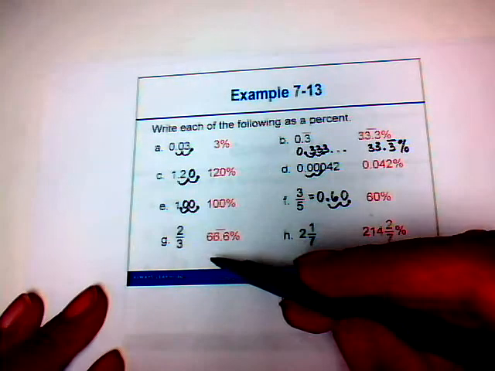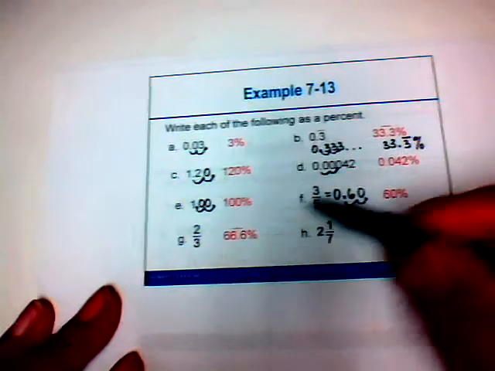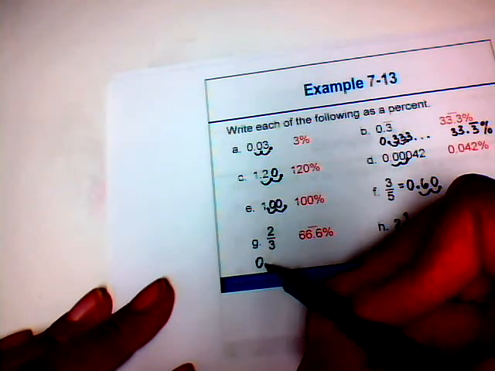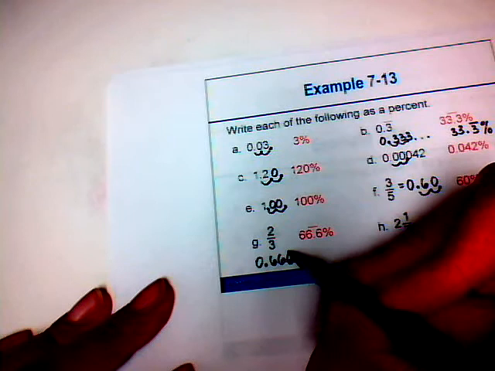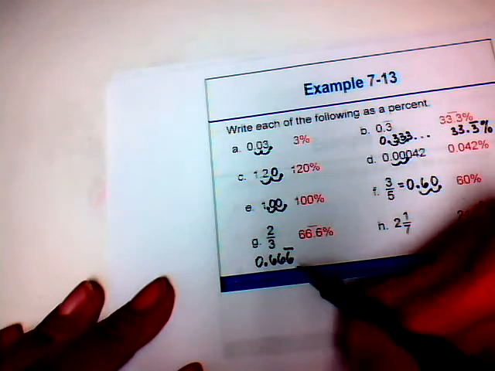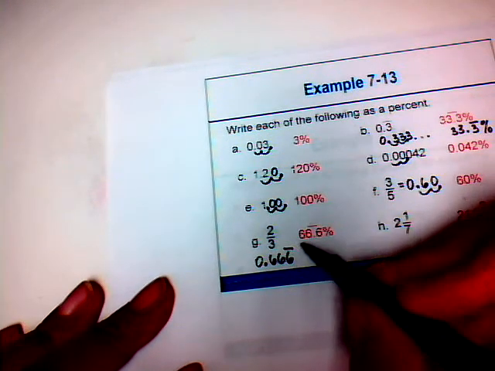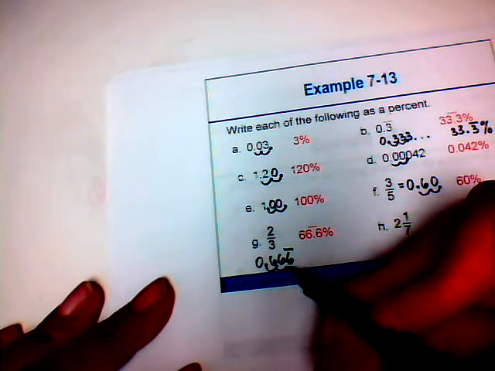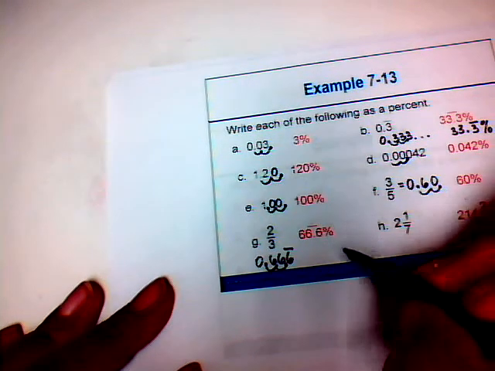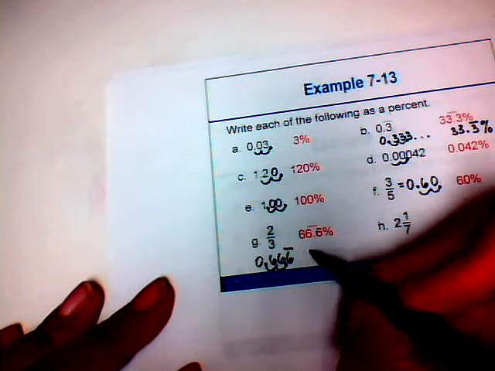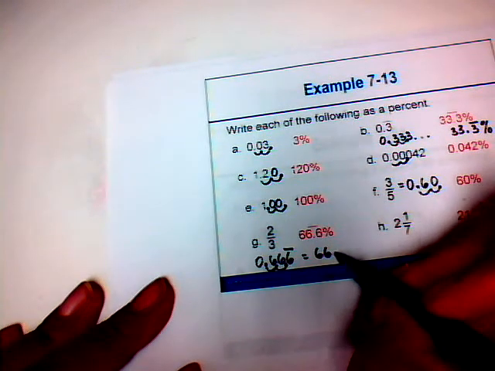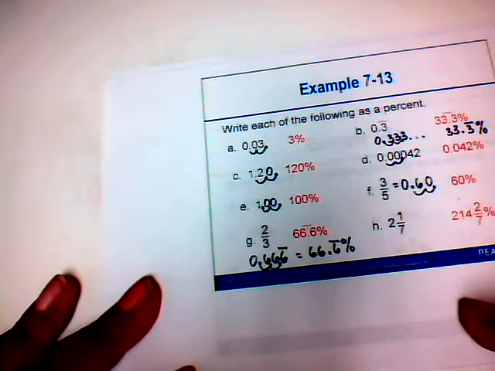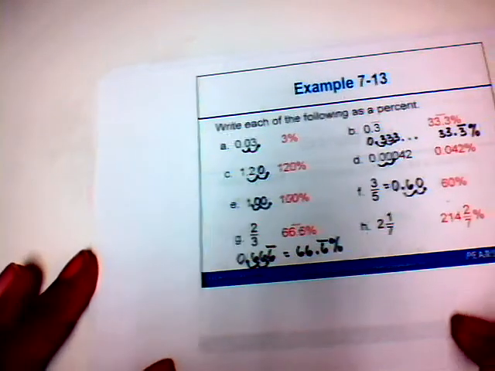So it'll be 60% for 3/5. Part G, 2/3. Now you can do 2 divided by 3, which will be 0.666. Of course, the 6 repeats, so that means we put a bar over this 6. And then we're going to move the decimal point 2 places to the right to convert it to a percent, so it'll be 66.6 with the bar on top, and then add your percent symbol to it.